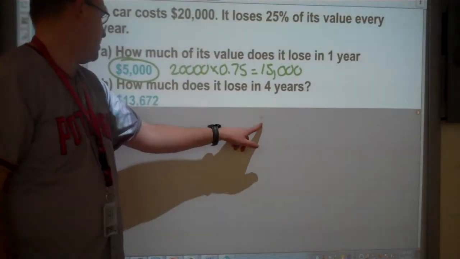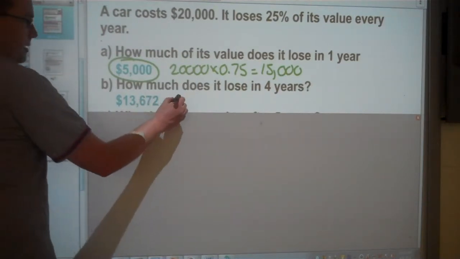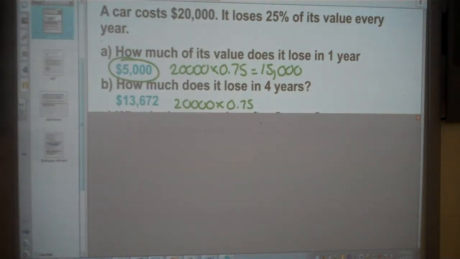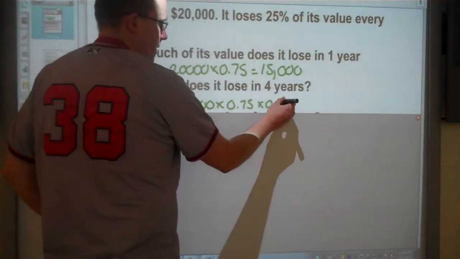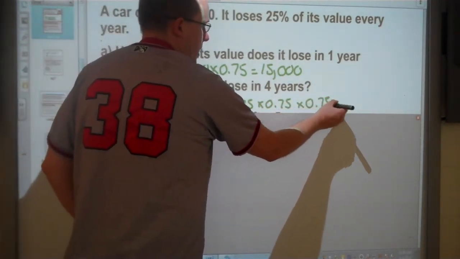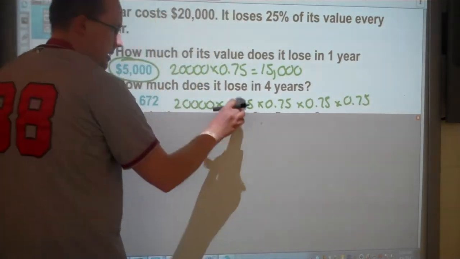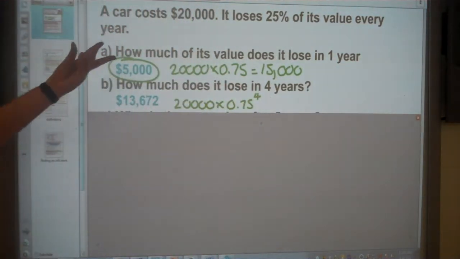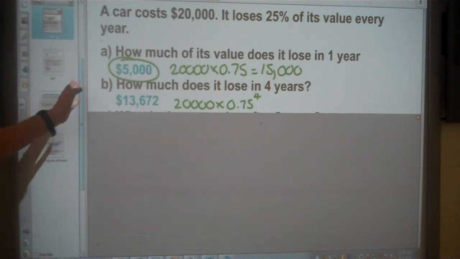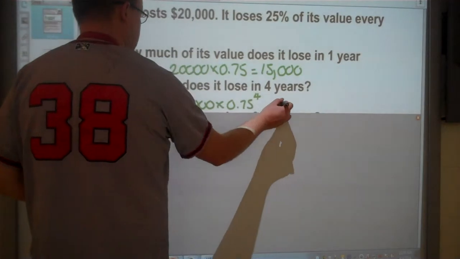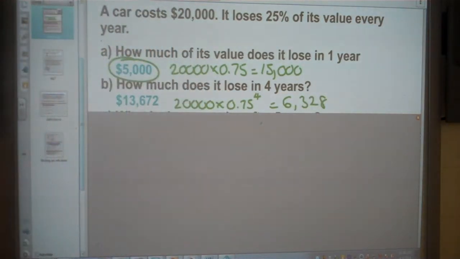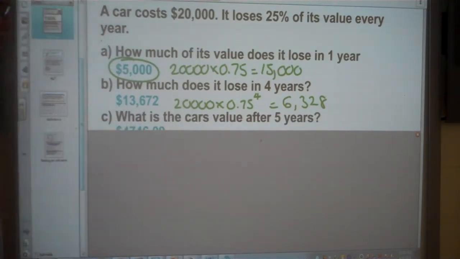Now when we come to the second question, how much does it lose in 4 years? The advantage of using this method is I can say I start with 20,000, I want to find how much it loses in the first year, but also to find how much it loses in the second year, it's the same ratio, and the same for the third year, and the same for the fourth year. As we multiply this together 4 times, because it was 4 years, what I can do is say that. If I work that out, that tells me how much the car is worth, and then once again I can figure out how much it actually lost. So if I reverse engineer this question, the answer would have been 6,328. If I subtract that from 20,000, I get 13,672.